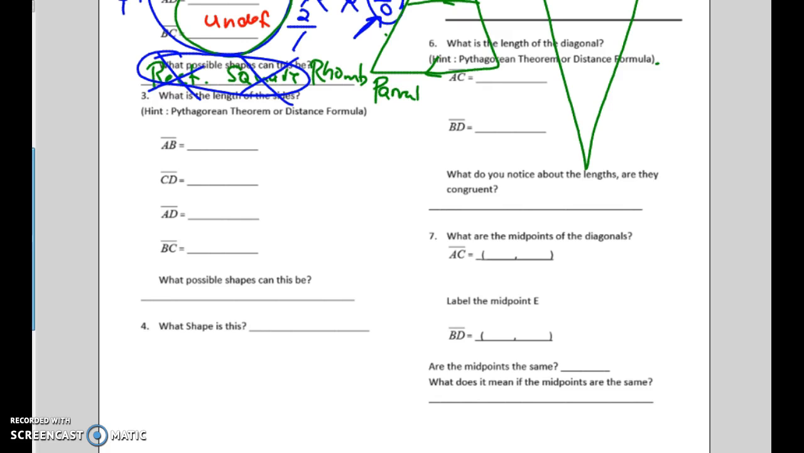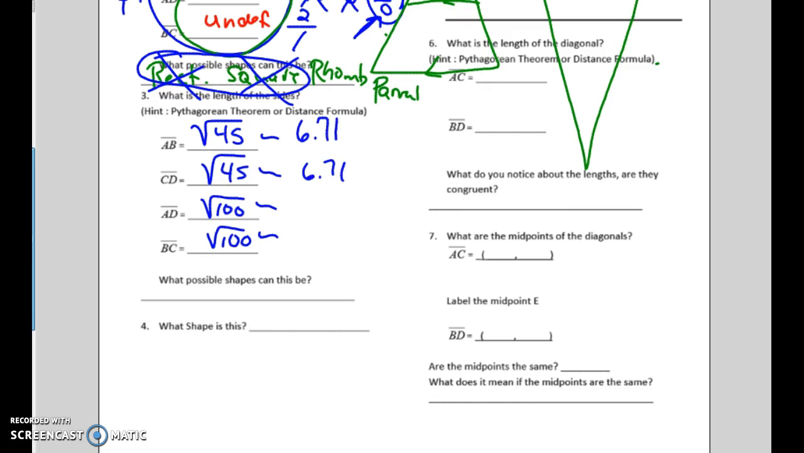Are they? No. So right here, you had the square root, I think, of 45. Is that right? And then down here, you had the square root of 100. I don't want to leave them as square roots. Change them to decimals. I want 2 decimal places. So this top 2 should be 6.71, and the bottom ones are just 10 because it's an even number. Are we okay? So what shape is this? It's a parallelogram.